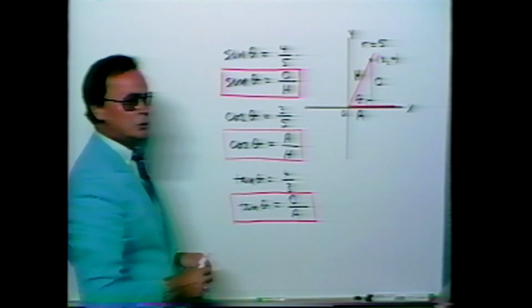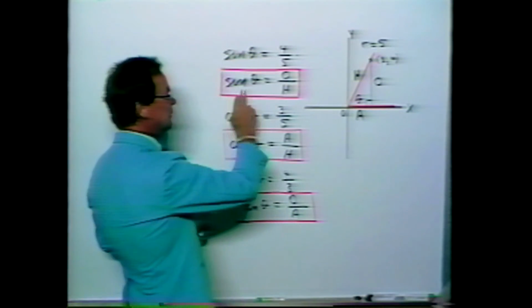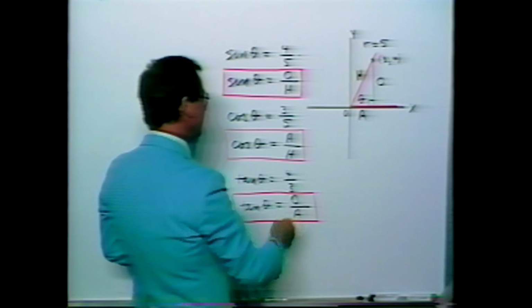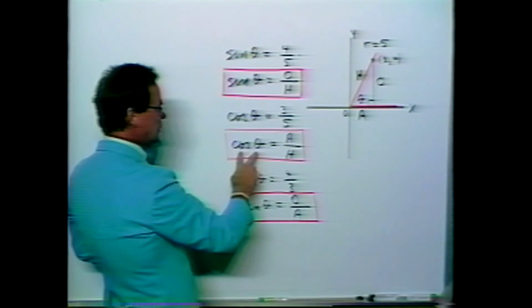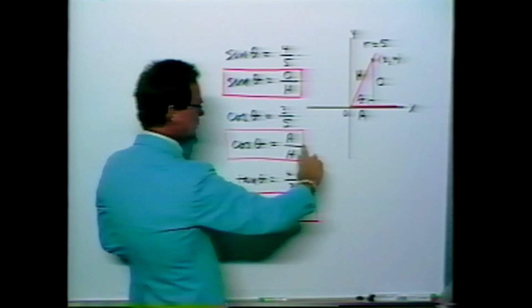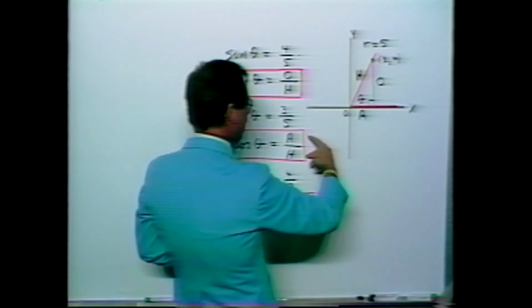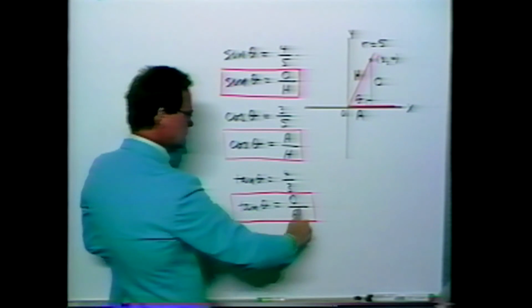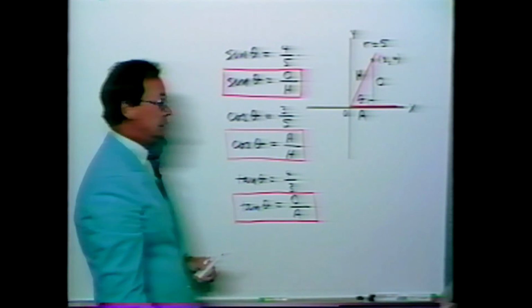Of course, the reciprocal ratios, cosecant is simply the reciprocal of that ratio. For the reciprocal ratio, the secant, we simply have the reciprocal of that. And for the cotangent of theta, we simply have the reciprocal of that one.